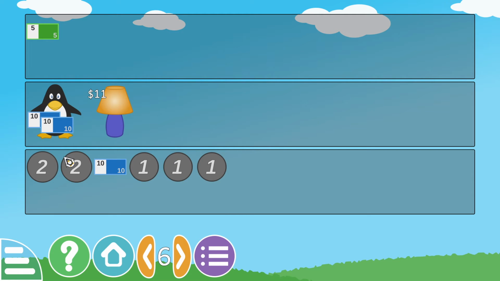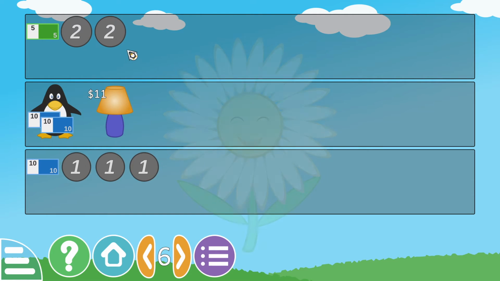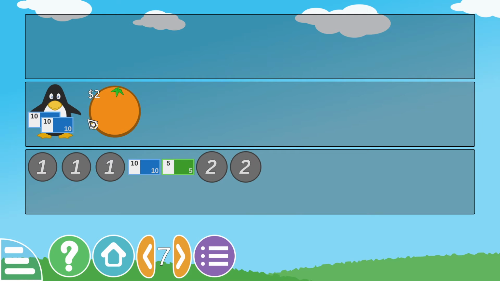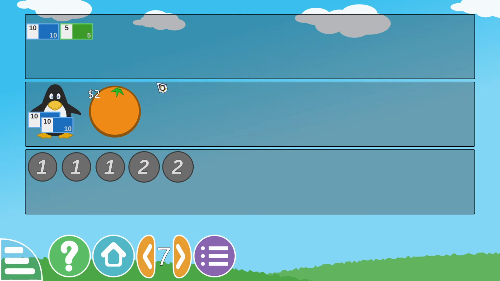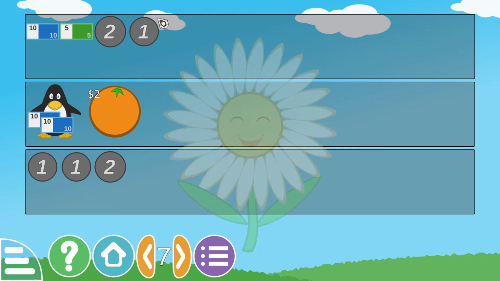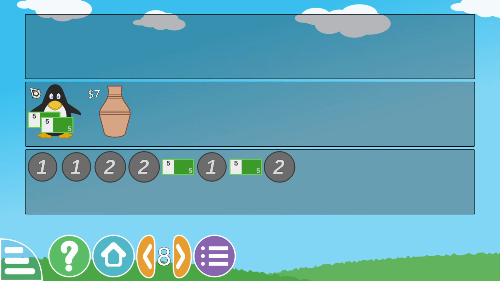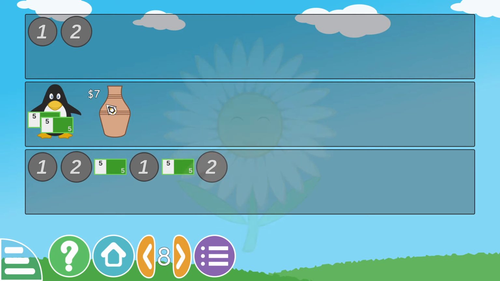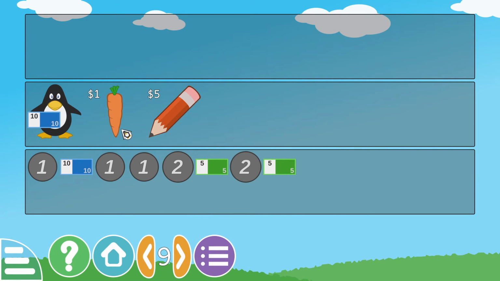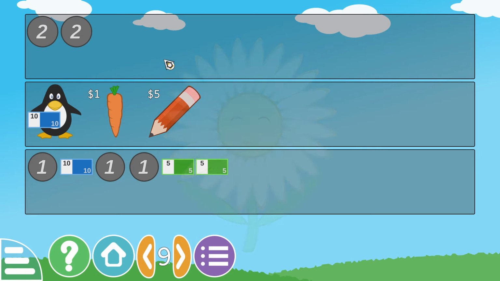So I only need to give 9 change for this one. And $20 for a $2 orange. 15 change, 17, and then 18 change. 18 plus 2 is 20. And $3 change for a $7 vase out of 10. Now he's bought 2 items totaling $6. So I've got to give $4 change.